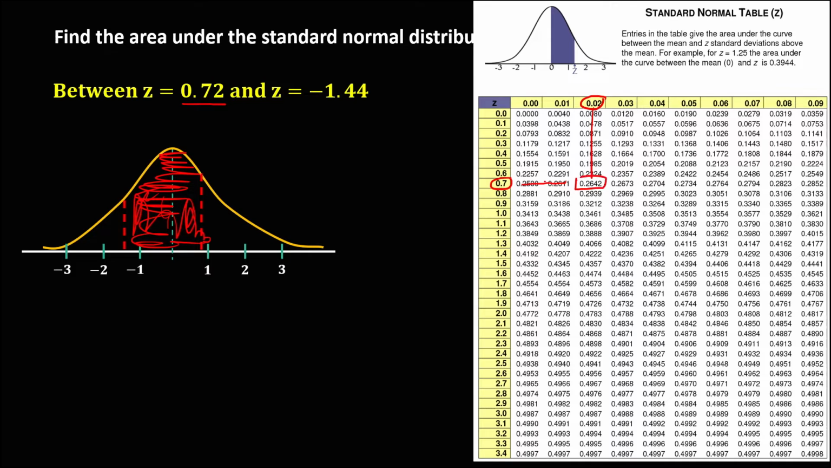So the area for this 0.72, this is the mean and this is 0.72, so therefore this area is 0.2642. Then for the area for this negative 1.44, again we need to ignore the negative. So we have this 1.4, then 0.04, that's 1.44. Then you connect. So this is now the area for this negative 1.44.